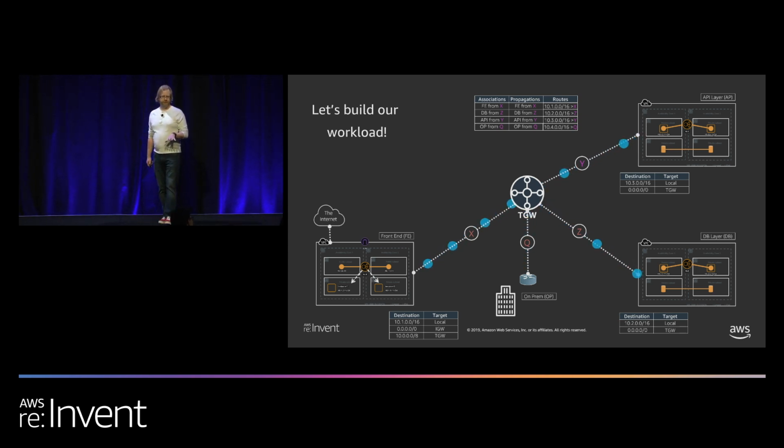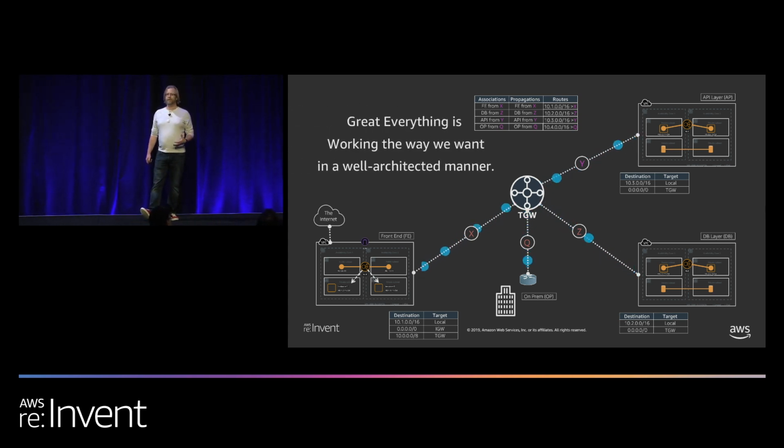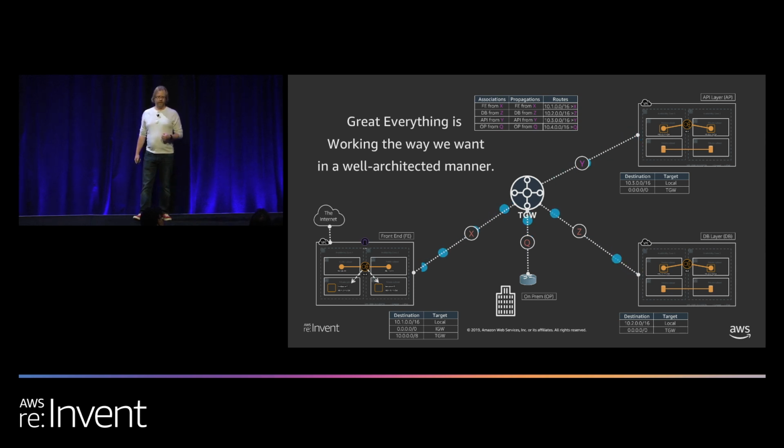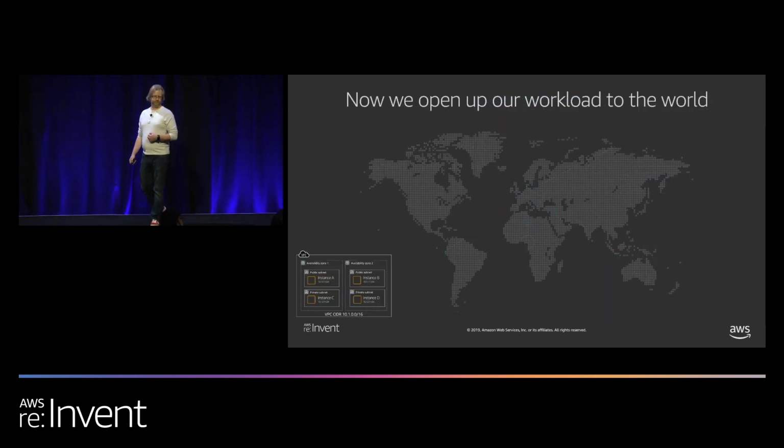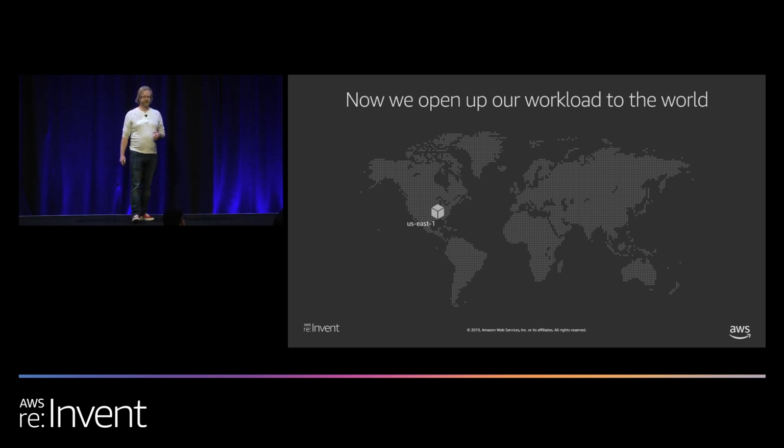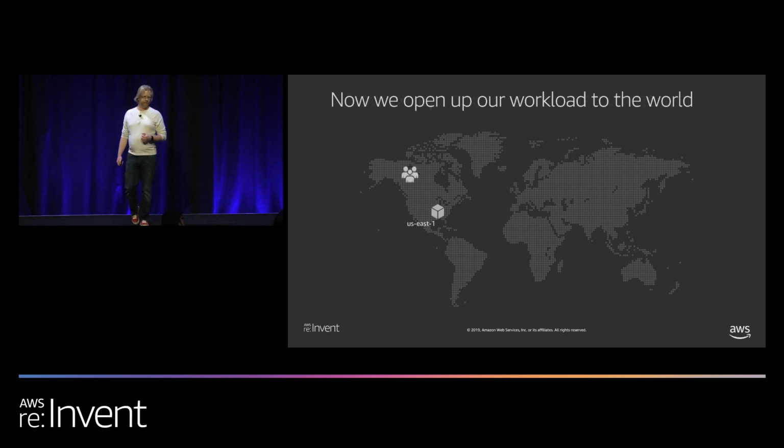So we want to make sure that this is well architected, everyone's happy, and it's going great, and then we can go ahead and try to take it global. So we open it up to the world. We're launched in US East 1. We can say, OK, we're ready for business. We get a customer who shows up, starts talking to it within North America.